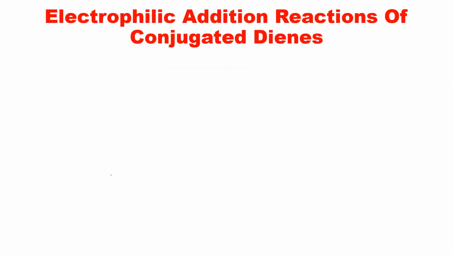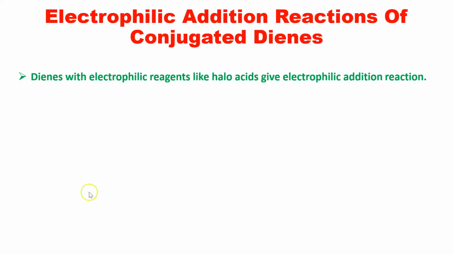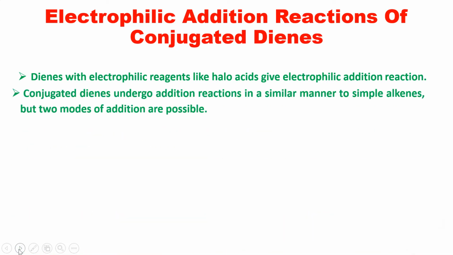Now let us see electrophilic addition reactions of conjugated dienes. Dienes with electrophilic reagents like a halo acid give an electrophilic addition reaction. So it is similar to the Markovnikov rule. In case of the Markovnikov rule, there was only one alkene, but here it is a diene, and we get the products that we will discuss, that is 1,4 and 1,2 kind of product.